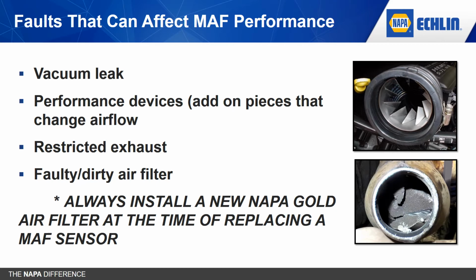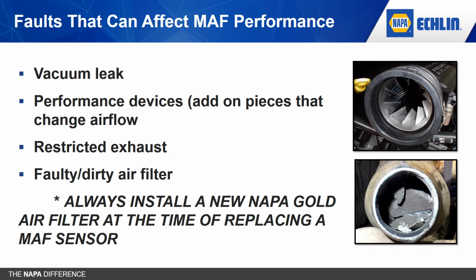Finally, the engine's ability to breathe will also result in mass airflow changes. If the engine can't draw air in due to a restriction in the intake or get air out due to a restriction in the exhaust, the mass airflow sensor reading will be true but certainly not what the engine control module expects and may result in an erroneous diagnostic trouble code.